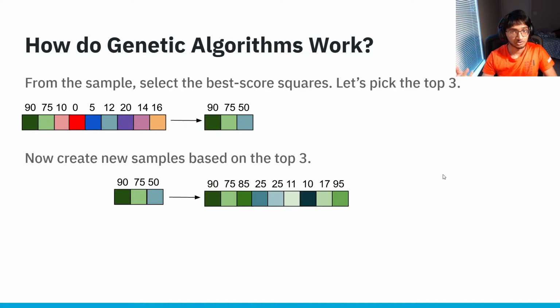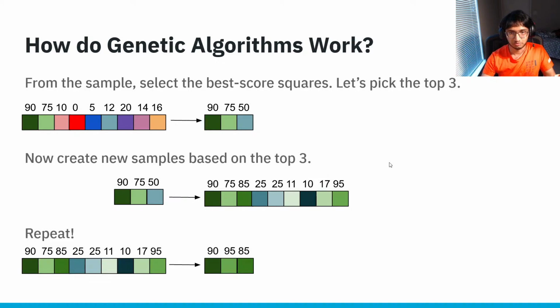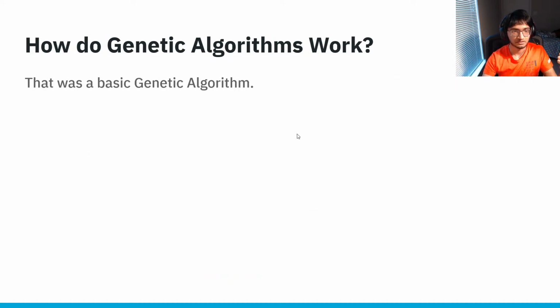Now we create new samples based on the top three. So we're creating a bunch of variations of these top three random squares we have found. And we've created a second sample, and a better sample. And then we repeat the process. We do it all over again. So you can kind of see how over time, as you keep doing these repetitions, you'll improve and you'll end up with a sample that's all of the perfect squares that you want. So that's basically what a genetic algorithm is. It's really straightforward, not a ton of complexity to it, which makes it a really nice algorithm.